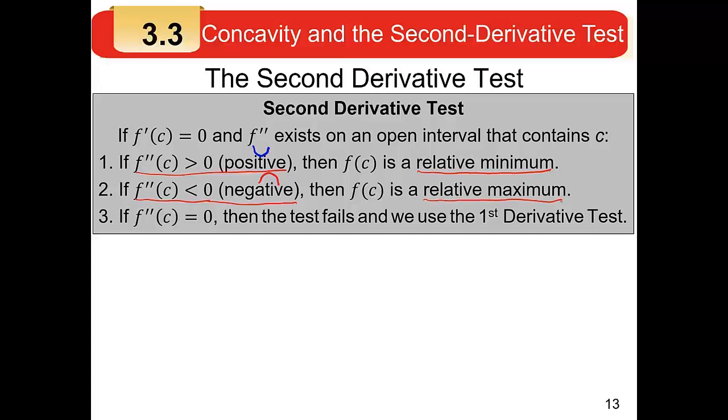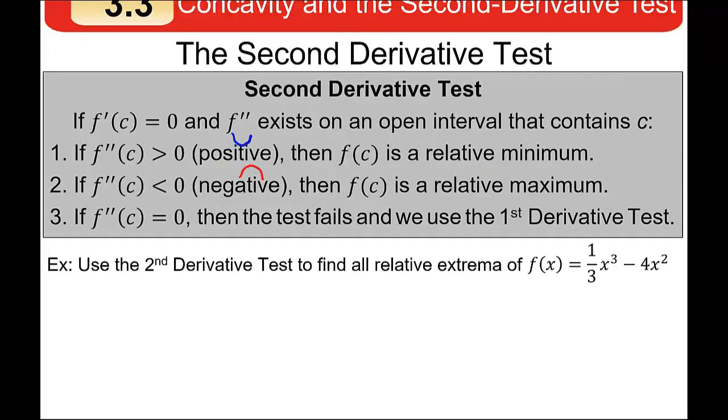The third step is where the test can fail. If the second derivative is exactly 0, you have to go back to the first derivative test. So you're using the second derivative test as an easier way to determine maxes and mins, but when it doesn't work, you have to go back to the old tried and true method, which is the first derivative test.